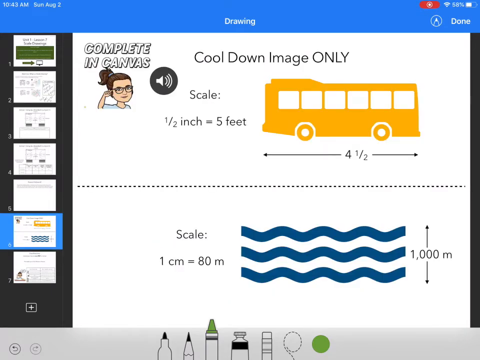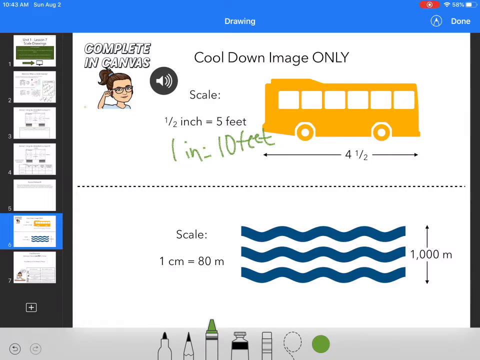So here we have our cool down, and we're looking at 1/2 inch equals 5 feet. So this is going to change things, because you have to think 1/2 inch equals 5 feet. So that means that 1 inch is going to equal 10 feet. So if that helps you, great. If it doesn't help you, use the 1/2. The same thing, it's talking about a river.